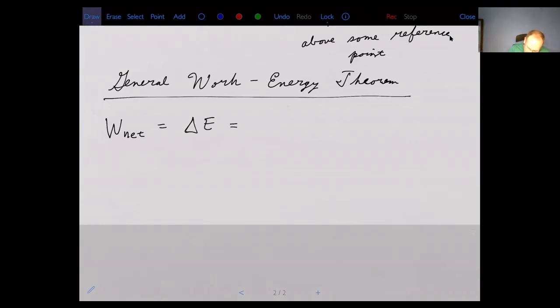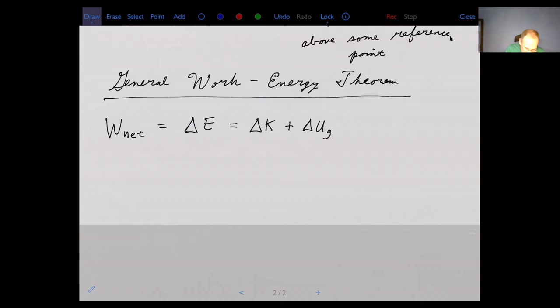But the change in energy could consist of many different types of energy. So the change in energy could equal the change in kinetic energy plus the change in gravitational potential energy. And those are really the ones that we're going to worry about in this particular lab.